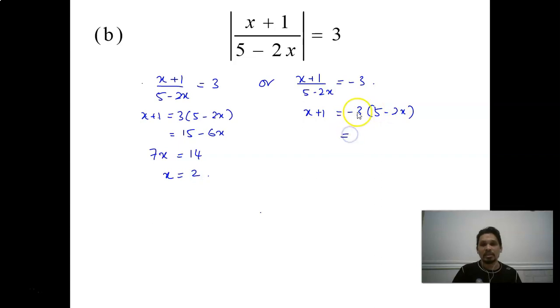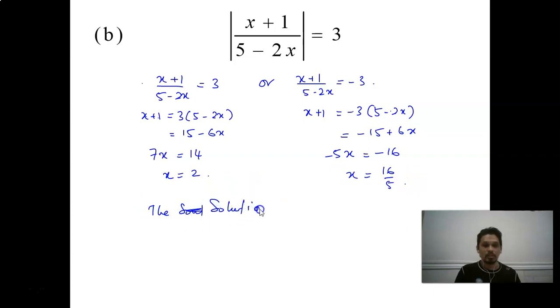And for this one here, negative 3 times 5, negative 15. Negative 3 times negative 2, positive 6x. So the 6x positive here becomes negative, so x minus 6x, negative 5x. And 1 here becomes negative, so negative 15 minus 1, negative 16. So x equals 16 over 5. So then the solution set is 2 and 16 over 5.